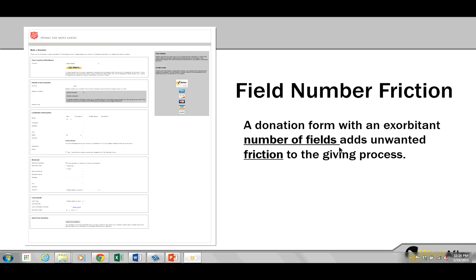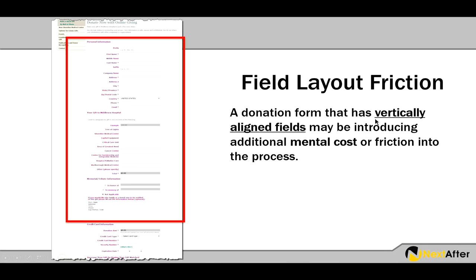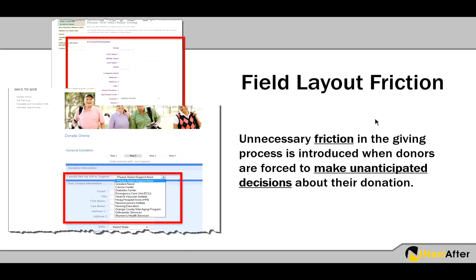Great. So this first one is field number friction. The actual number of fields that you have in your giving form can introduce friction. Every single additional piece of data you ask for is introducing friction into the process. So field number is one type of friction. Another type is the field layout. How you orient those fields in your giving form can contribute to friction in the giving process. It adds to this mental cost component to the giving experience.